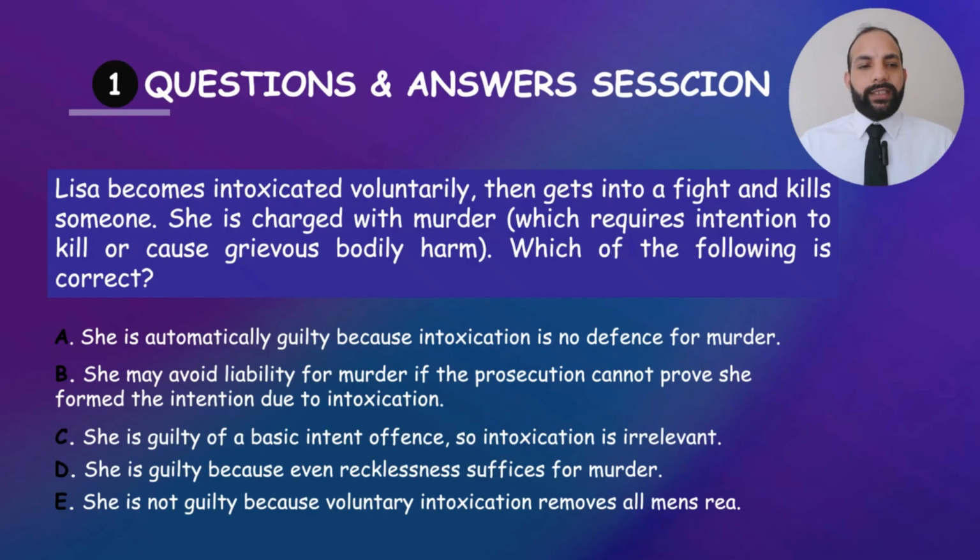So the right answer is B. She may avoid liability for murder if the prosecution cannot prove she formed the intention due to intoxication. So it's all about the prosecution. If they fail to prove that, due to intoxication, she had no intention, then she has no liability. But if the prosecution proves that even though she was intoxicated she still intended to murder, then she is liable for the murder.